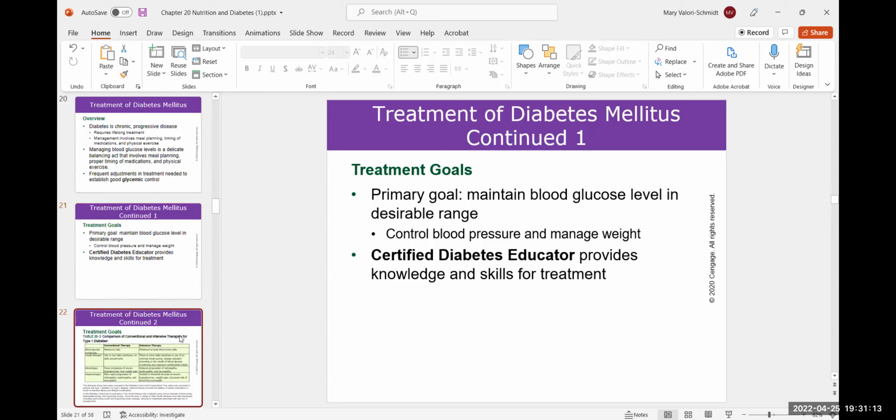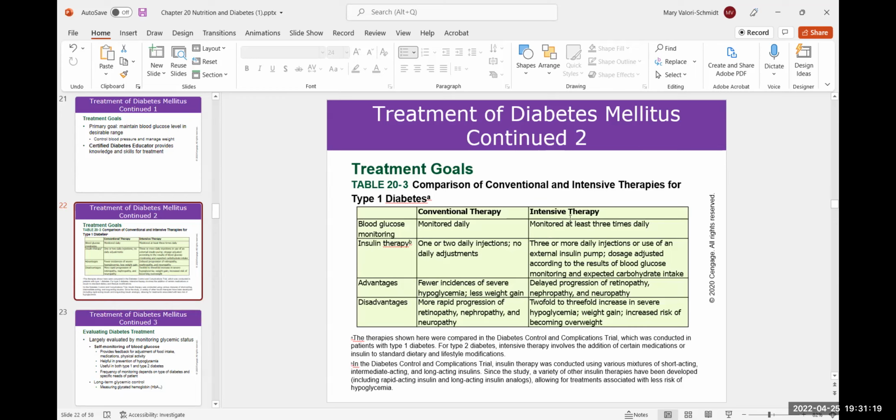When we talk about blood glucose monitoring, this is a little table that talks about conventional therapies versus intensive therapies. When people are having difficulty monitoring or controlling their diet and their blood sugars are way out of control, we're going to be checking their blood sugars usually 4 times a day, before breakfast, before lunch, before dinner, before bed, right? Which is cumbersome to be sticking your finger 4 times a day, 7 days a week, 52 weeks a year.